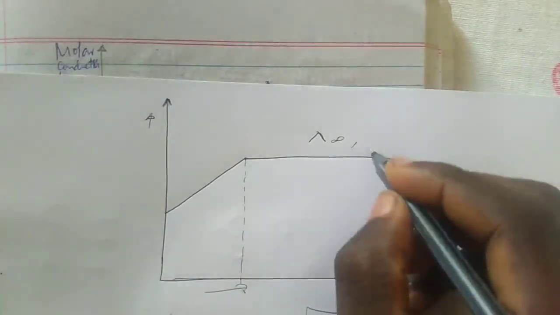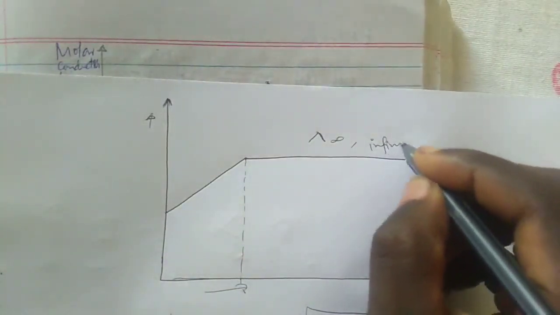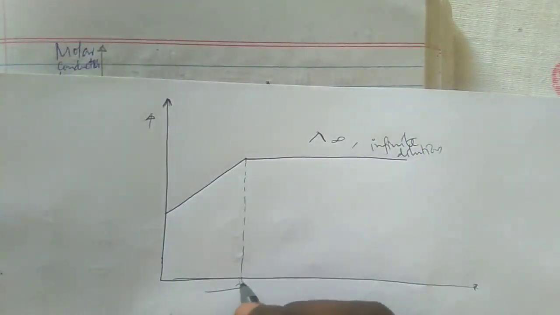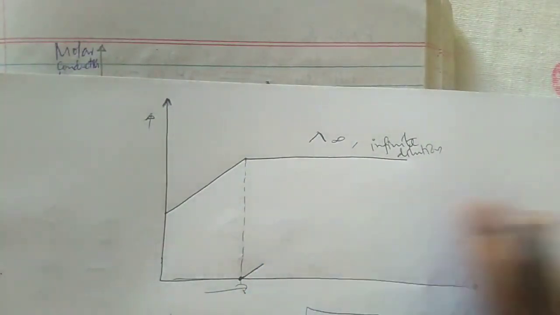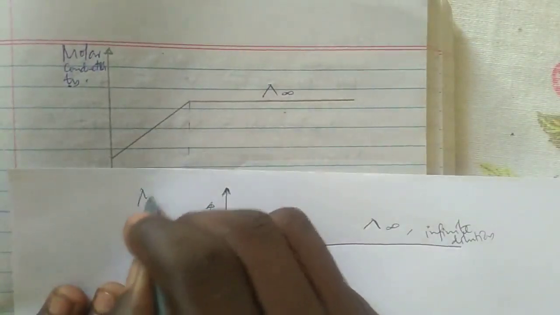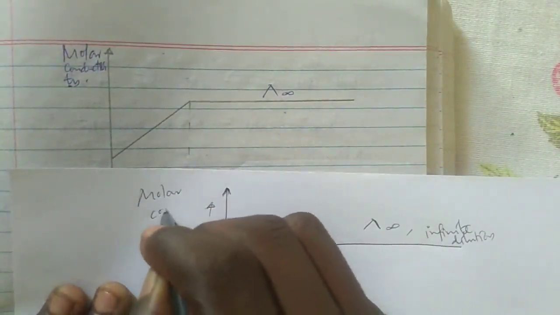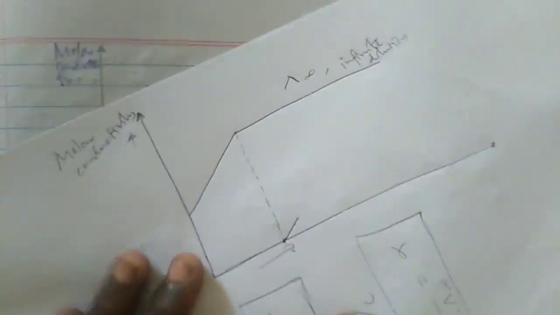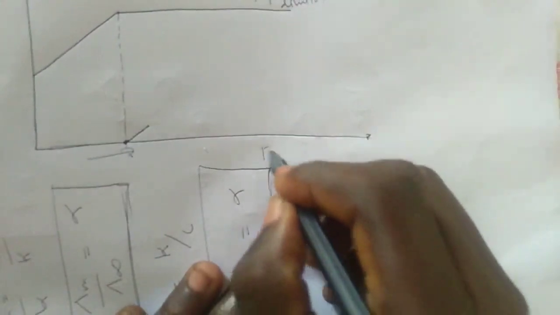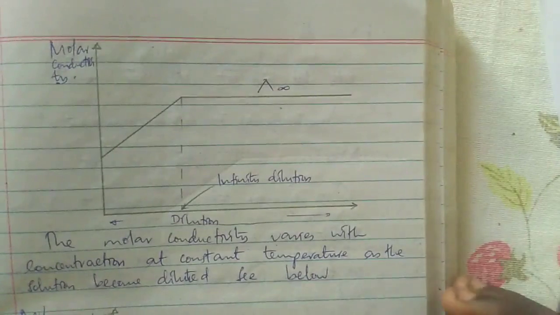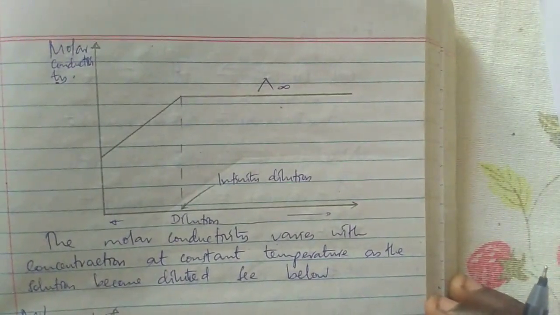Infinite dilution is actually this point. Hapa ndo infinite dilution. Huku mbele kote tukishapita infinite dilution, the molar conductivity does not increase. So this axis is the molar conductivity. Na huku ni dilution. This is the graph showing the relationship between molar conductivity and dilution.